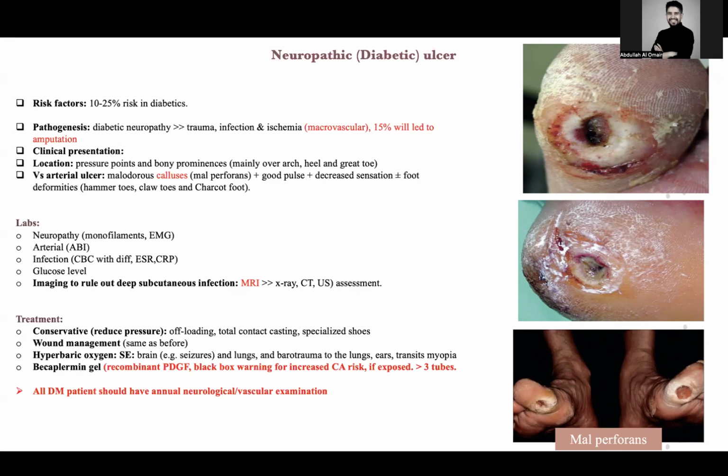Precapillary, which is recombinant platelet tissue growth factor. However, in these patients who take more than 3 tubes, and the patient has risk factors of cancer, it may enhance the risk of cancer in these patients.